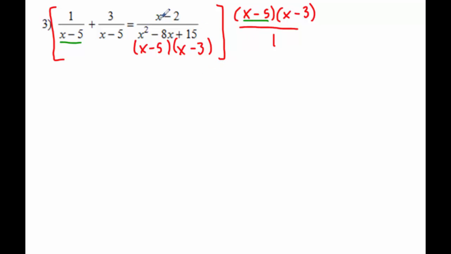Those cancel each other out, so that I just have to do 1 times what is left over, which is x minus 3. And 1 times x minus 3, I don't need parentheses because it's just x minus 3. X minus 5 and x minus 5 cancel out on the second fraction also, but this time we have 3 on top, so we have to put 3 times x minus 3.